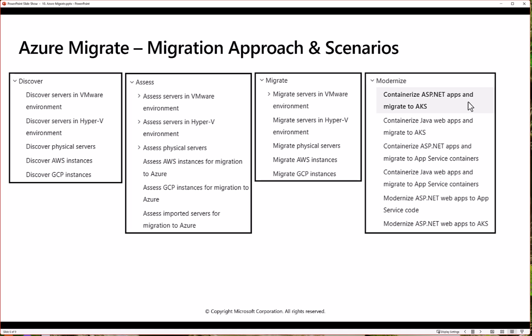And then it has a modernization part also, right? Azure Migrate can say, I can containerize your ASP.NET apps running on premises and I can migrate them to AKS. It can containerize and move it, right? For a Java web application running on premises, it checks the dependencies, makes a container out of it, gives it to you and asks you where to run it, and you can give it AKS and it will run that in AKS, right?